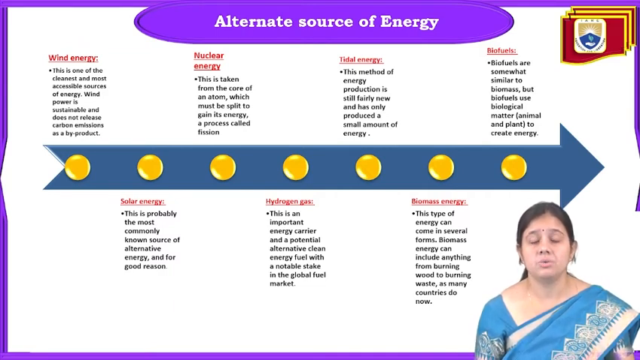Now comes nuclear energy. This is taken from the core of an atom, which must be split to gain its energy. This process is called fission. So when a nucleus is split, it will emit energy by the process of fission.